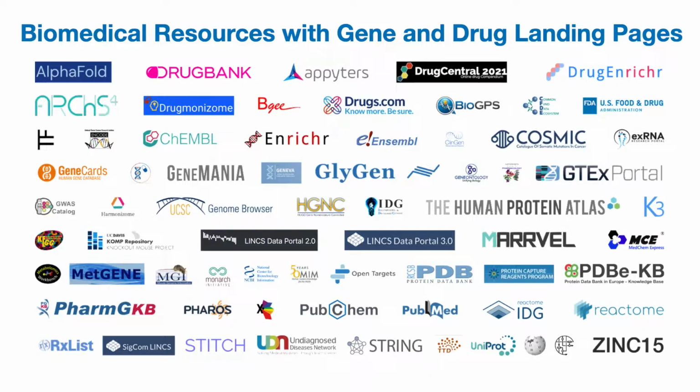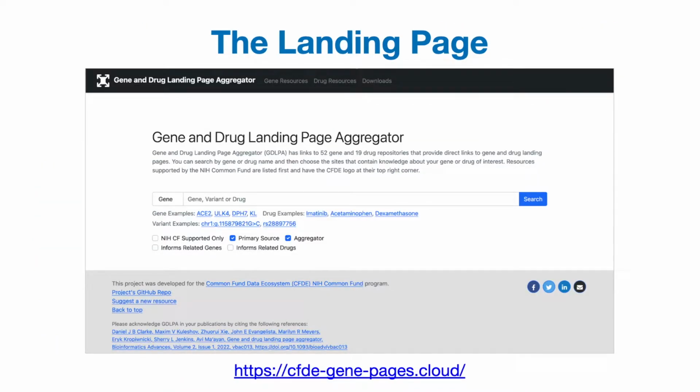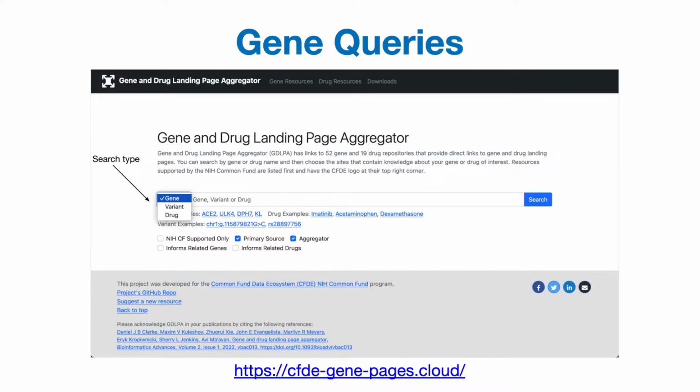and drug-centric knowledge. The Common Fund Data Ecosystem, CFDE, Gene and Drug Landing Page Aggregator, GDLPA, is designed to accomplish the same by gathering 52 gene and 16 drug resources and databases that provide landing pages into one website. The website has a simple search tool that only requires the user to enter either a gene, a variant, or a drug name. The landing page provides a search bar for querying gene symbols, drug names, or variants.